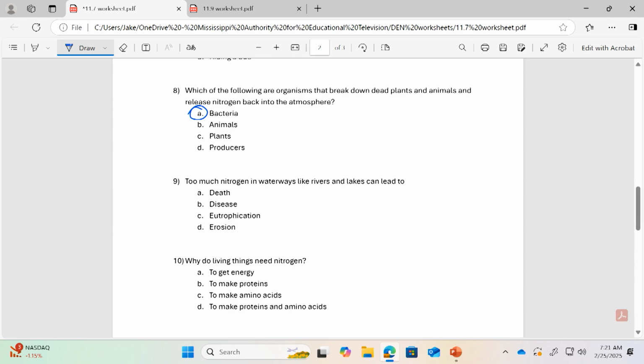All right, 9. Too much nitrogen in waterways like rivers and lakes can lead to what? That's going to be letter C, eutrophication. This is when there's a lot of nutrients in the water, especially nitrogen. We can have things like an algae bloom, so a lot of algae is growing at once. That might sound like a good thing, but it can kill the fish and disrupt the food web. So this is a bad thing, okay? 10, why do living things need nitrogen? So remember that nitrogen is in proteins and amino acids, so we need them for that.